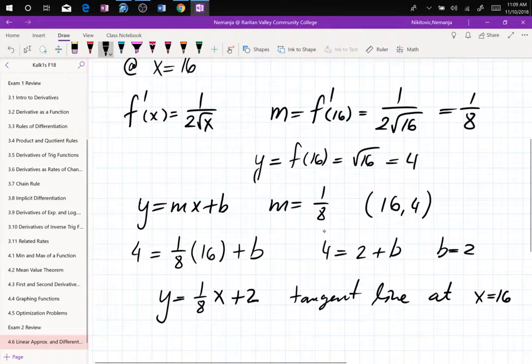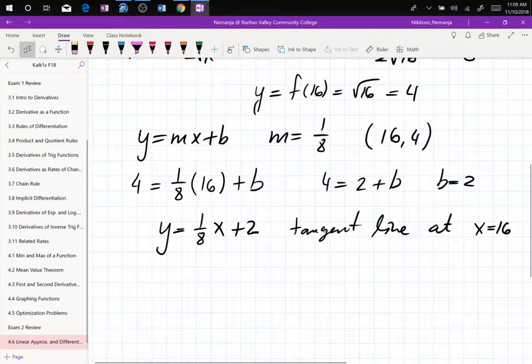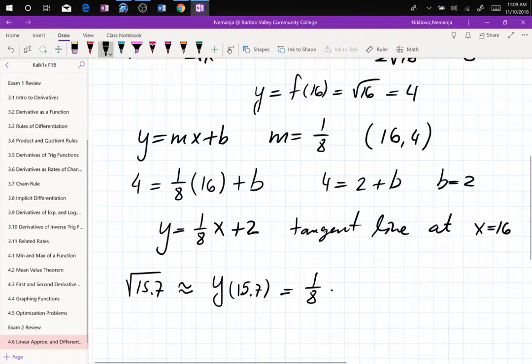At x equals 16. Now, why? Well, the square root of 15.7 is approximately the same as y of 15.7, which is 1 over 8 times 15.7 plus 2. Now, you have to agree that if you don't have the calculator, this is something that you would rather do. You would rather divide 15.7 by 8 by hand on a paper, right? Then actually figure out the square root of 15.7, right? So you just calculate this.